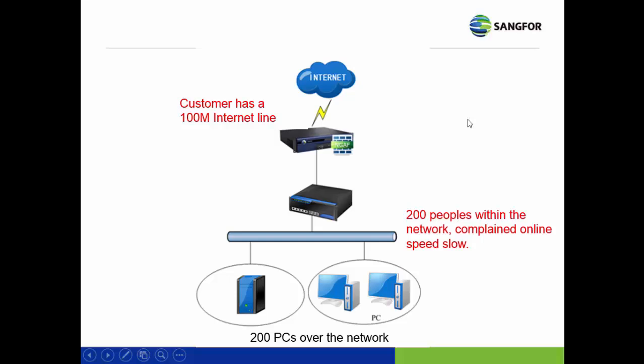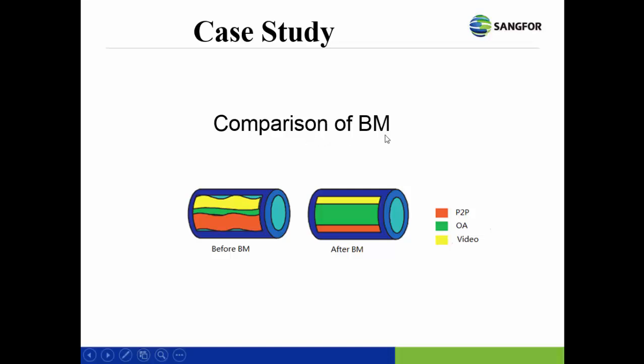Now we have a scenario here. The customer has 100 Mbps of internet lines, and there are 200 PCs on the network. Most of them have complained that the online speed is very slow, so bandwidth management should solve this problem. Now, we have to propose bandwidth management. Before the bandwidth management, the traffic is very messy, and after the optimization, the bandwidth should be optimized.